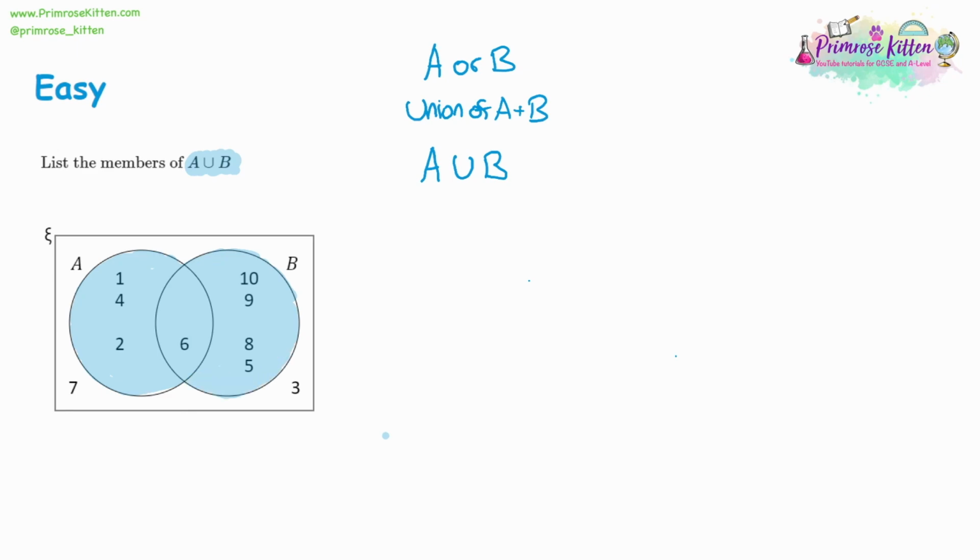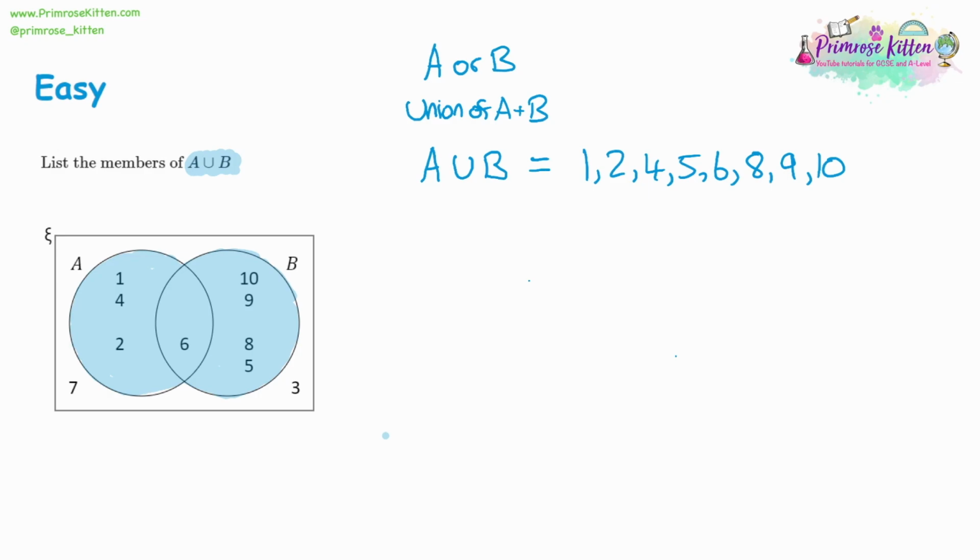So when we write it out, we write out the numbers. We've got 1, we've got 2, we've got 4, 5, and 6. We've got 8 and 9 and 10. So we've got all the numbers except the 7 and the 3 that are on the outside. So that's the union of set A and set B.